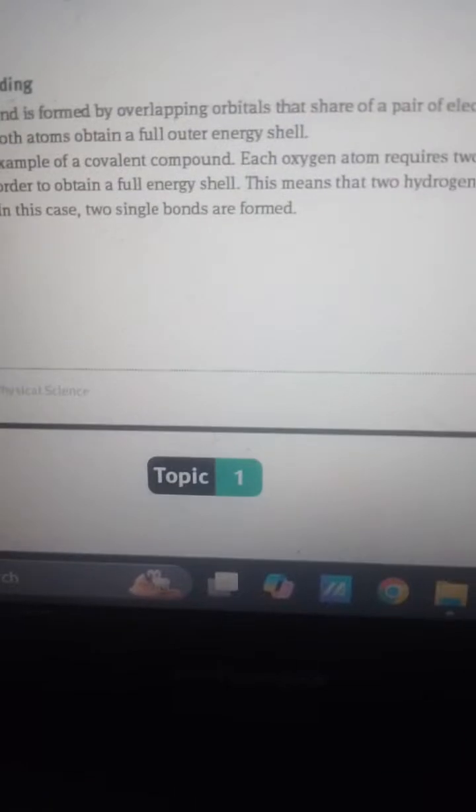So now we're going to talk about covalent bonding. A covalent bond is formed by overlapping orbitals that share a pair of electrons. So in this way, both atoms obtain a full outer energy shell, right? Water is an example of a covalent compound. The oxygen atom requires 2 electrons in order to obtain a full energy shell. This means that 2 hydrogen atoms are needed. So in this case, 2 single bonds are formed.